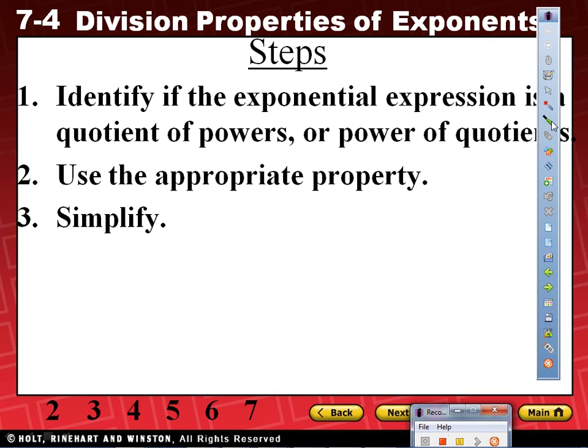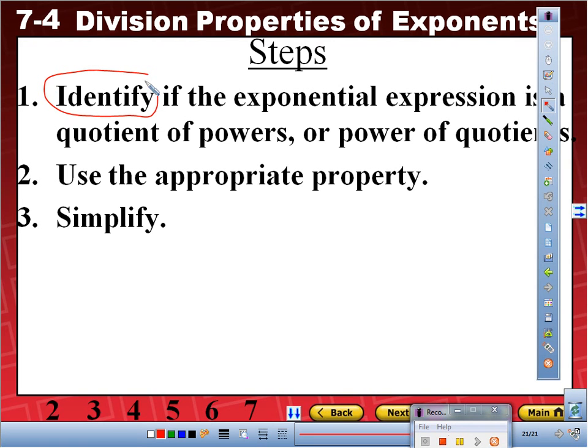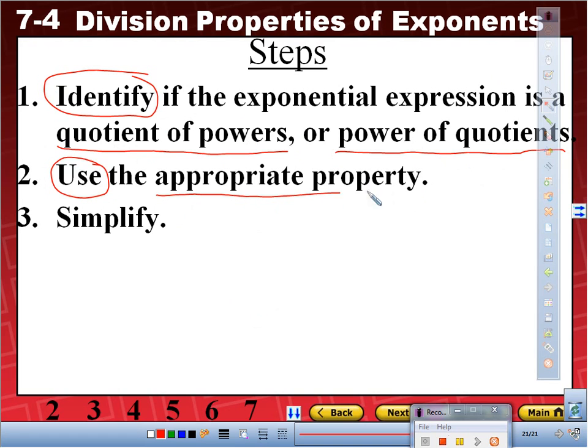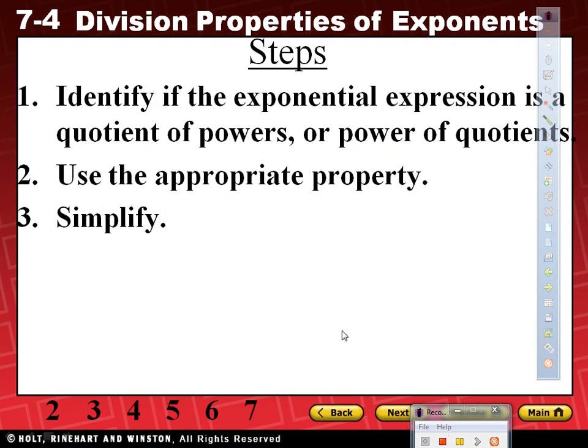Things to circle on the steps. Step 1, circle the word identify. And I want you to underline quotient of powers and power of quotients. And if you notice, today we're only looking at 2 properties. Is that correct? Yes, and that's for division. Step 2, circle the word use and underline appropriate properties. And the last step, circle the word simplify.